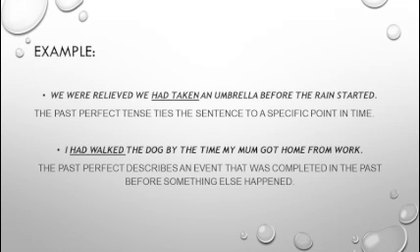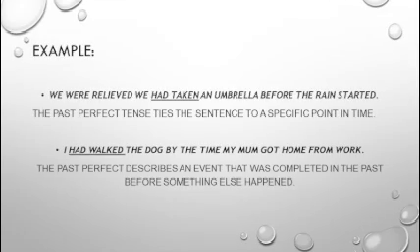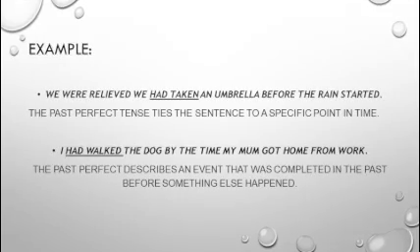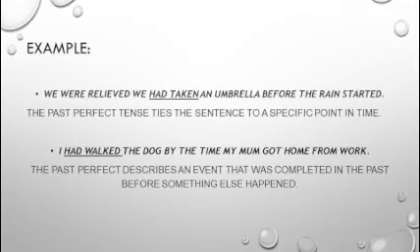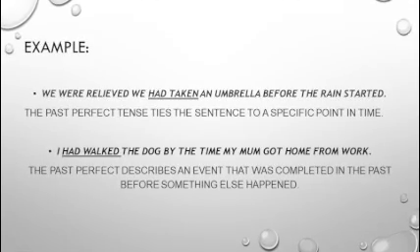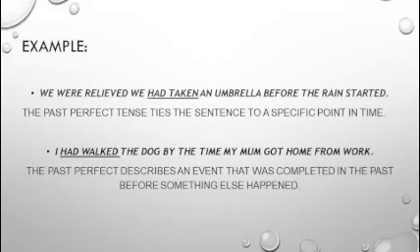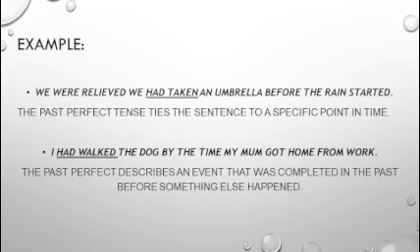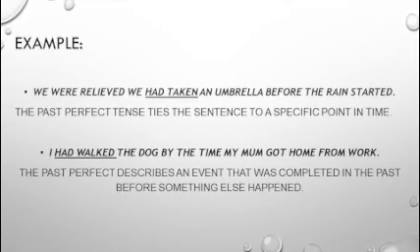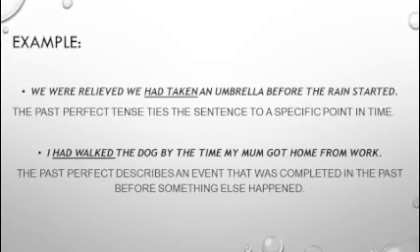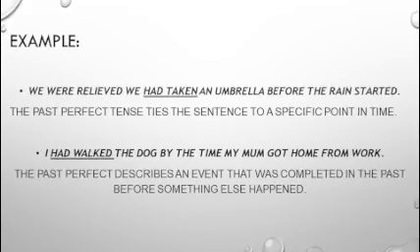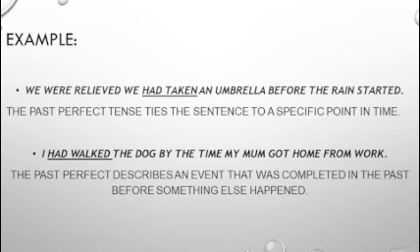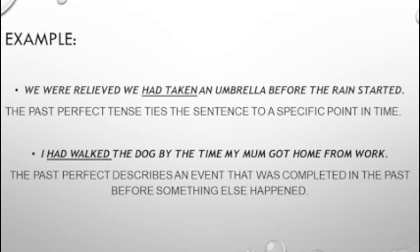Now, the past perfect tense ties the sentence to a specific point in time. Another example is, I had walked the dog by the time my mom got home from work. Now, it describes this event that was completed in the past before something else happened. So you had walked the dog by the time your mom got home from work. So the walking of the dog had already happened before your mom got home from work. So like I said before, the past perfect tense helps you to describe an event that was completed in the past before something else happened.